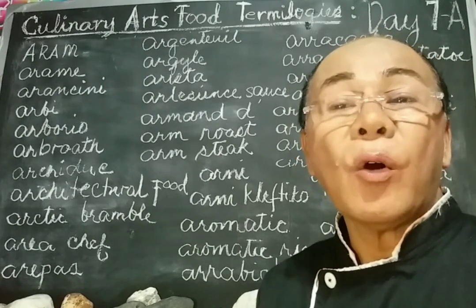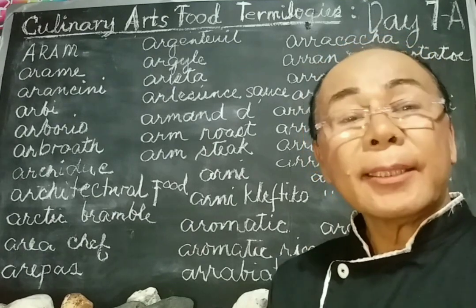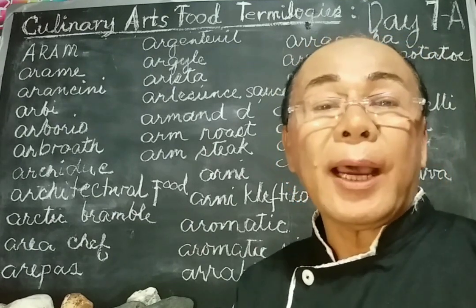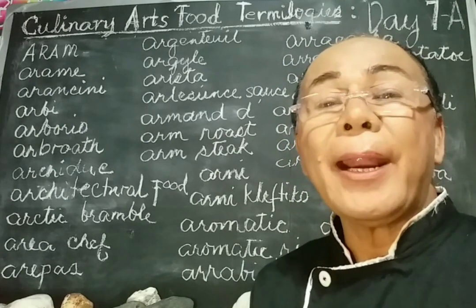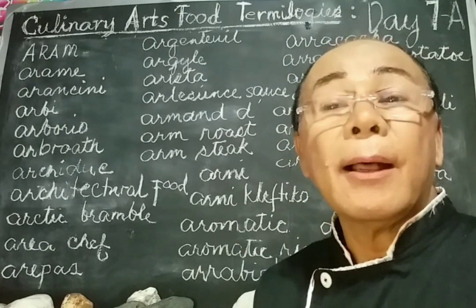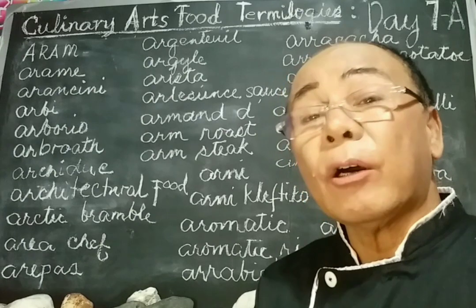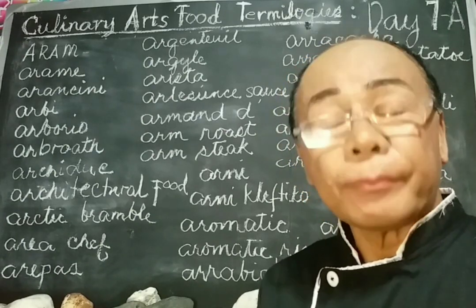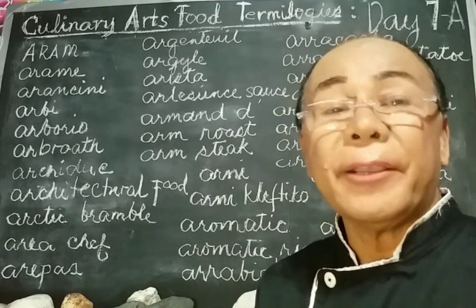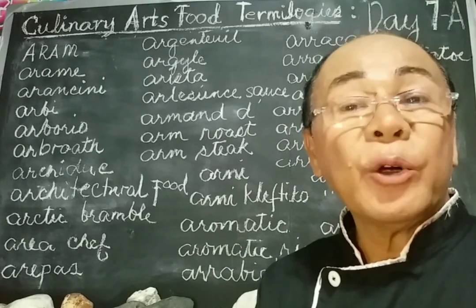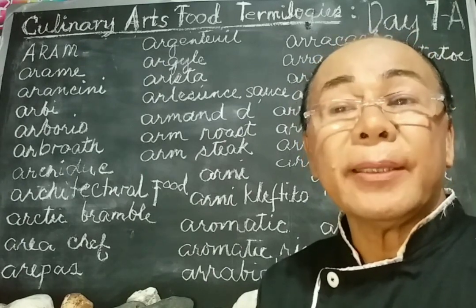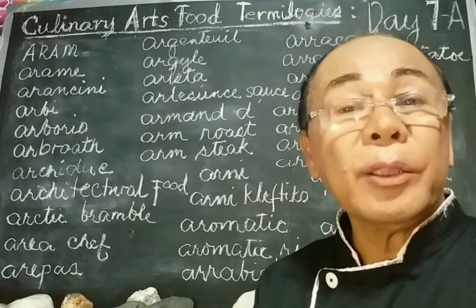Next word is the Arlesian sauce, or the Arlesienne. This is a French word, referring to a compound sauce made from béarnaise, flavored with tomato puree and anchovy paste, garnished with diced tomatoes.